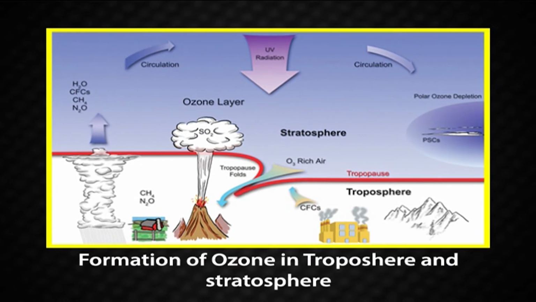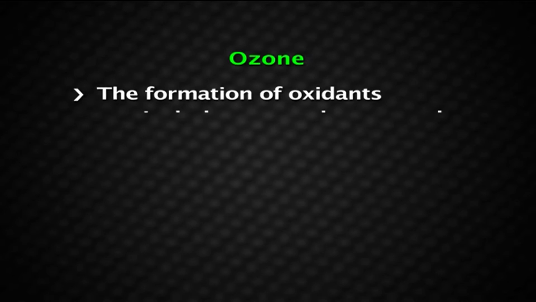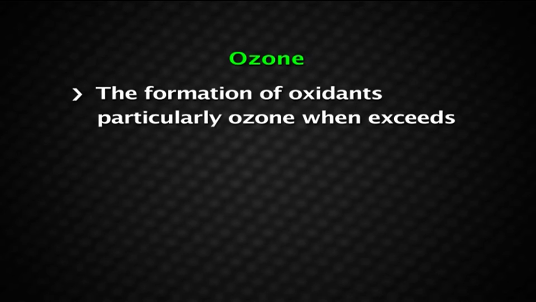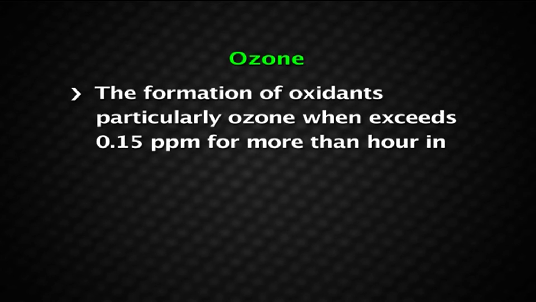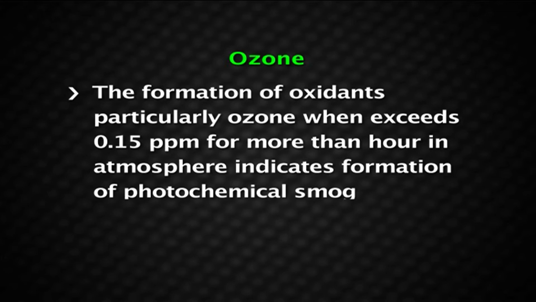Ozone. Unlike the ozone in the stratosphere, which protects Earth from harmful UV radiation, the tropospheric ozone is harmful to life forms. The formation of oxidants, particularly ozone, when it exceeds 0.15 ppm for an hour in the atmosphere indicates the formation of photochemical smog.